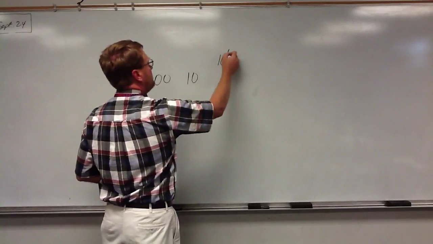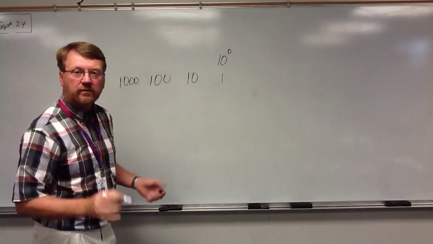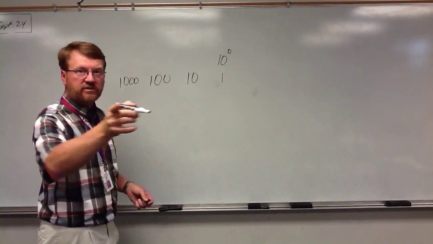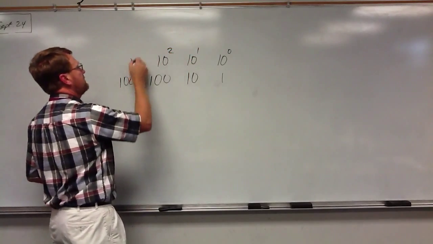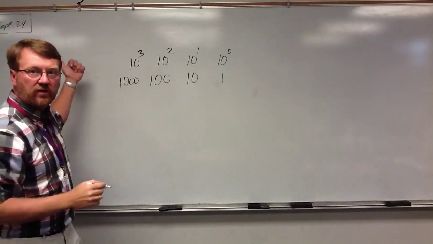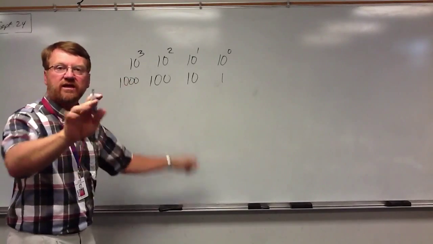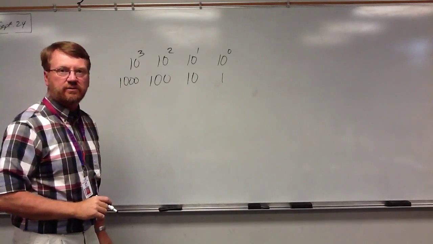You have 10 to the 0, which is 1. Any number to the 0 power is 1, except 0 to the 0. This is 10 to the first, 10 to the second, 10 to the third, etc. 10 to the fourth, on out. Every place is 10 times as big.